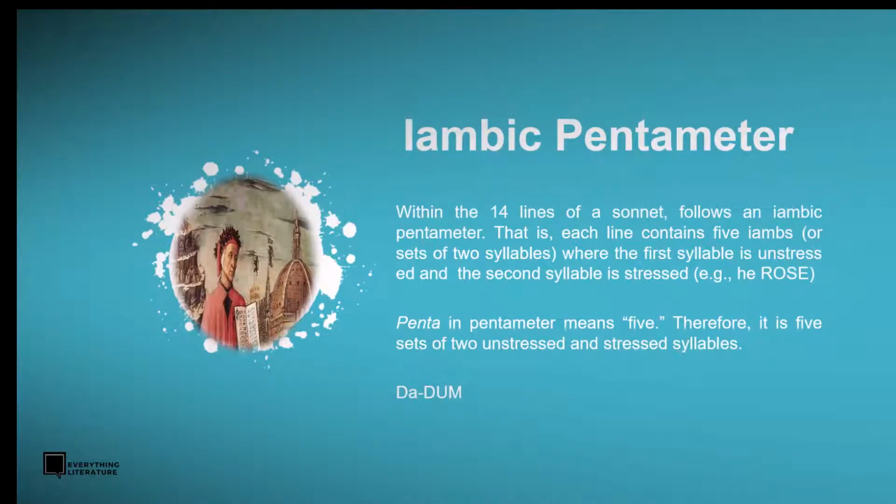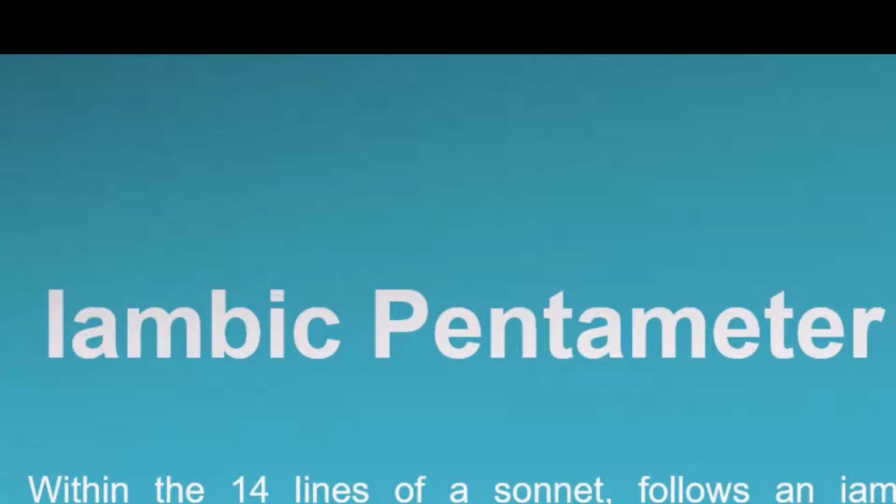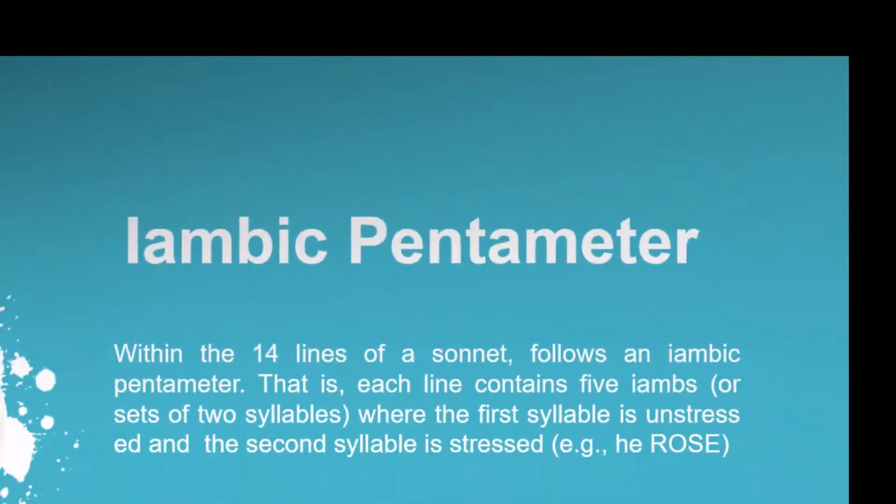If you take note of the definition, we mentioned something as regards iambic pentameter. So we can't really talk about sonnets without a proper understanding of what we mean by iambic pentameter. Iambic pentameter simply means within the 14 lines of a sonnet, we must have what we call iambic pentameter. That is, each line contains 5 iambs or sets of 2 syllables.